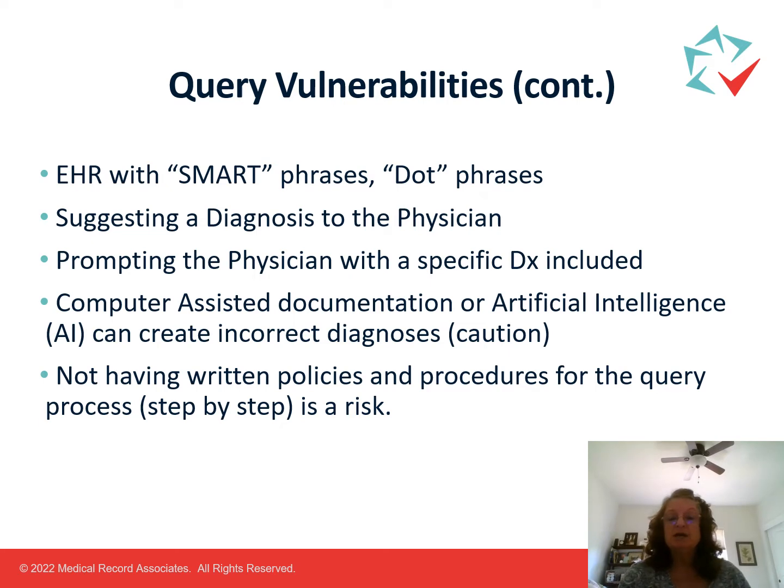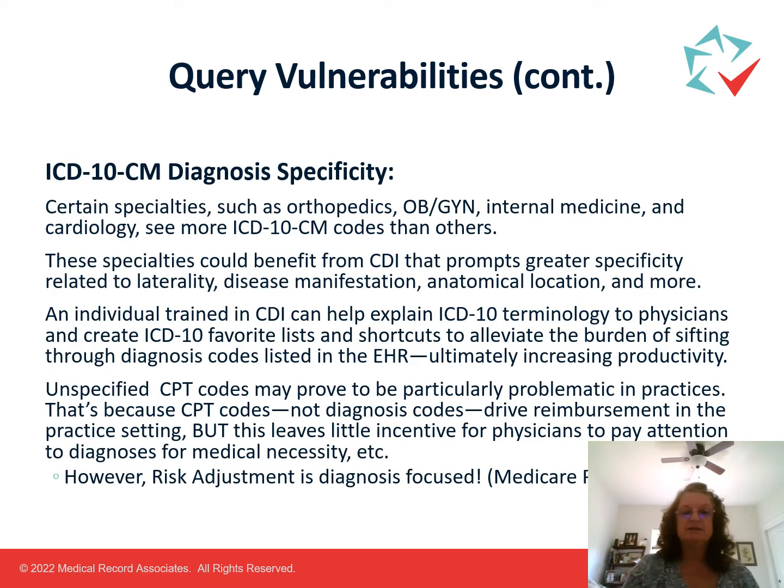Also, computer-assisted documentation and artificial intelligence can create incorrect diagnoses. I've seen that happen a couple different times, when the narrative medical record talked about the patient's family history of diabetes, and it got construed that this patient had diabetes. So the AI, this computer-assisted documentation, was suggesting diabetes be added when it shouldn't have been for that patient. Not having written policies and procedures makes you more vulnerable, with more compliance risk. So you should have a step-by-step process.